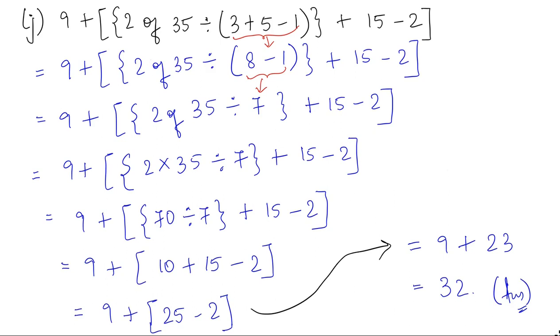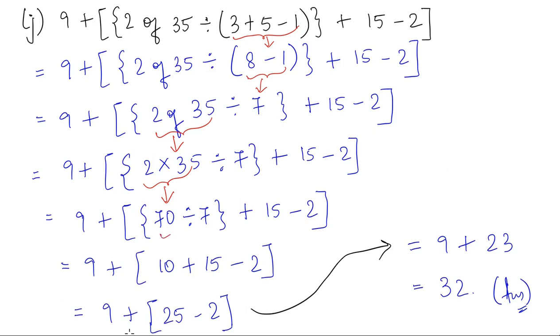Now in this step we have "of" and division sign. So first of all we are going to solve the "of" one. Of means multiplication, so you can put a multiplication sign here instead of "of". You can write 9 plus 2 into 35 divided by 7 plus 15 minus 2. And if you solve 2 into 35 we will get 70. So 9 plus 70 divided by 7 plus 15 minus 2.